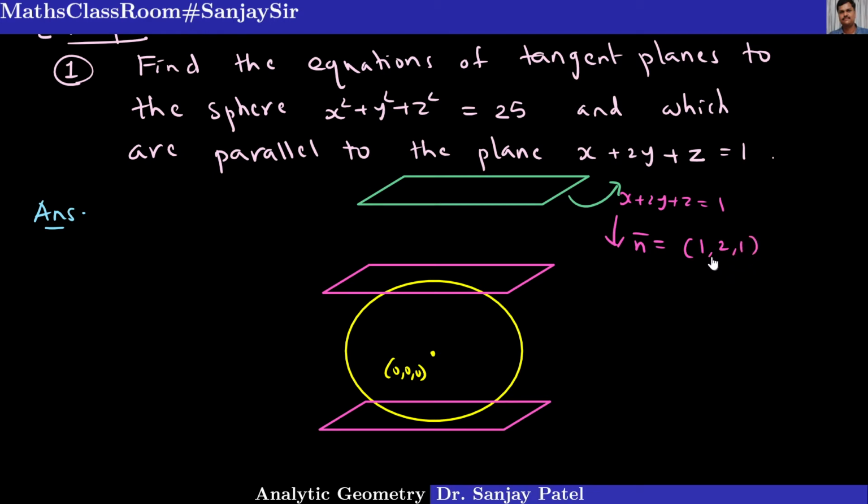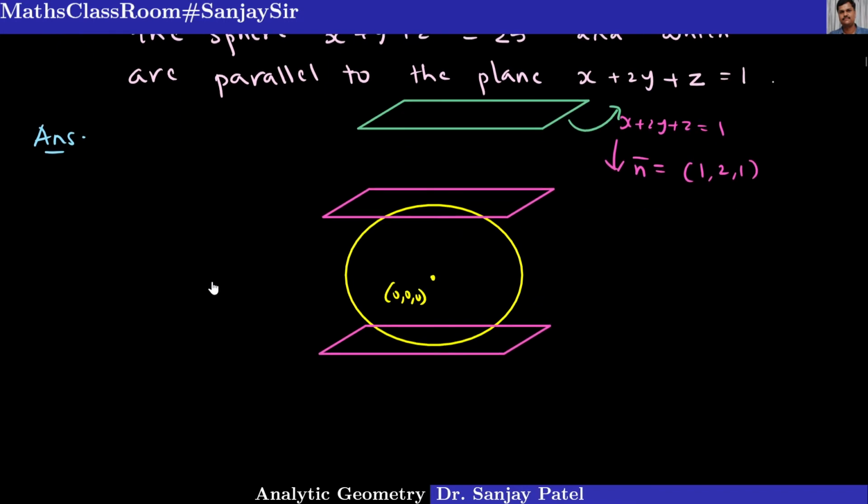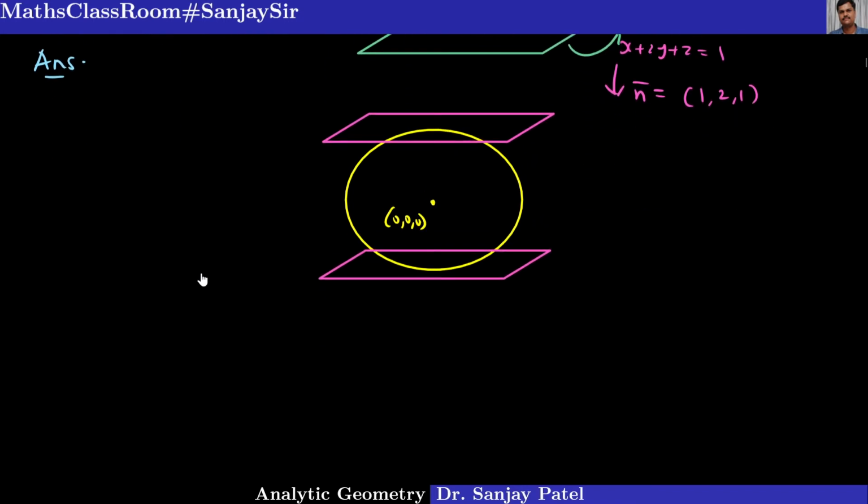Okay. And you know very well that if we have a plane ax plus by plus cz is equal to d, then the general equation of a plane which is parallel to this is given by ax plus by plus cz is equal to k, which is any real number. Okay. So let me start this way and note one thing, that the equation of this sphere is x square plus y square plus z square is equal to 25. Okay.